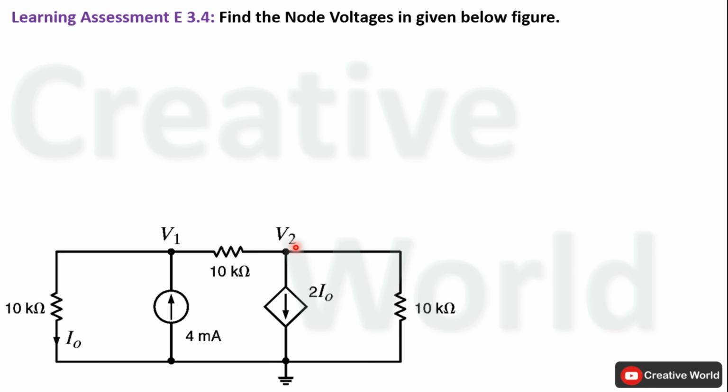In the second step, we have to label all node voltages. In this case, it is already given in this scenario. These two node voltages are labeled as V1 and V2.